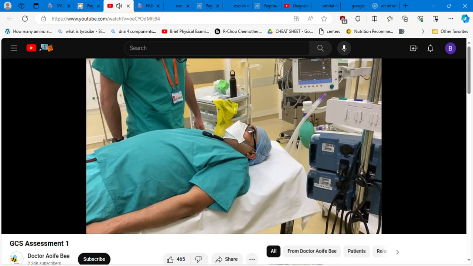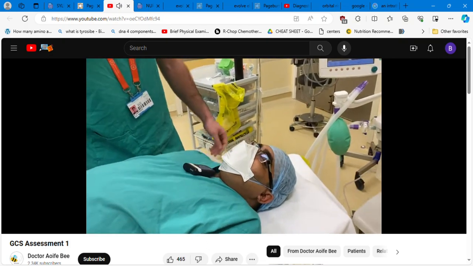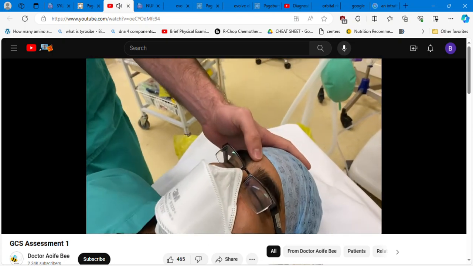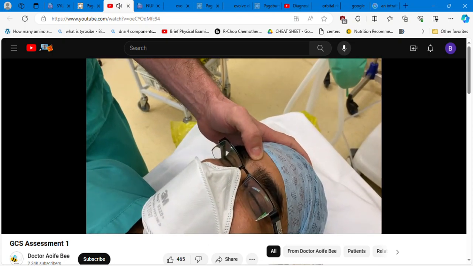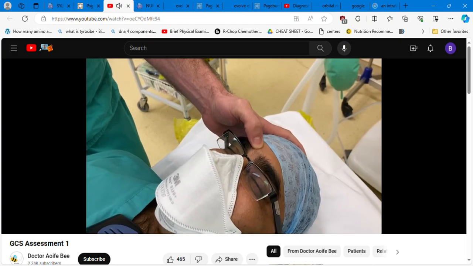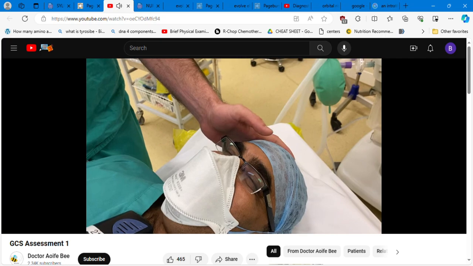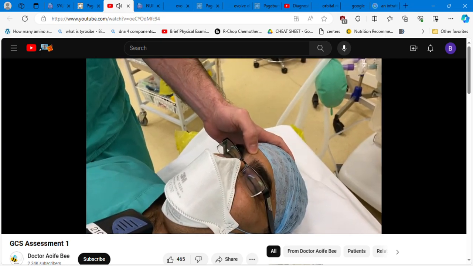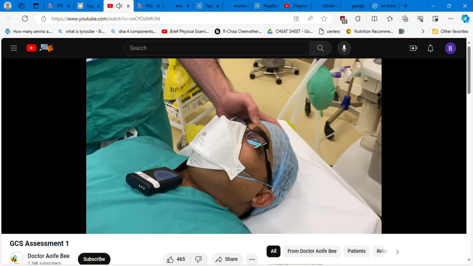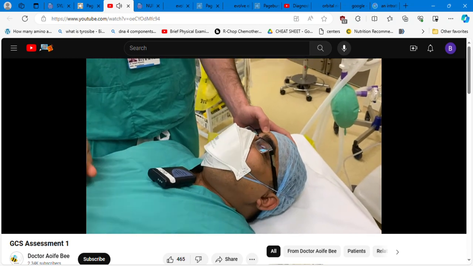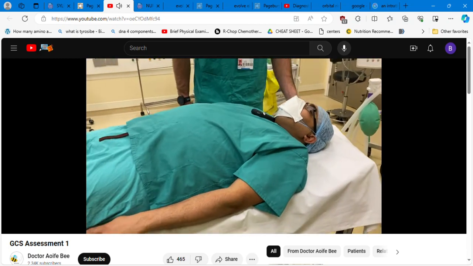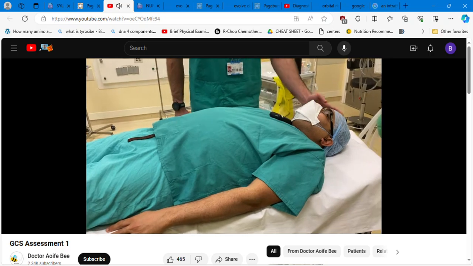We have some options to give a painful stimulus. One of our options is supraorbital pressure. So that's above the eyes, and Irla would press really firmly. He's not going to do it today because Kumar is awake, but in reality he would press really firmly. And you see, okay, Kumar is just making incomprehensible sounds. He opened his eyes briefly and flexed his arms.